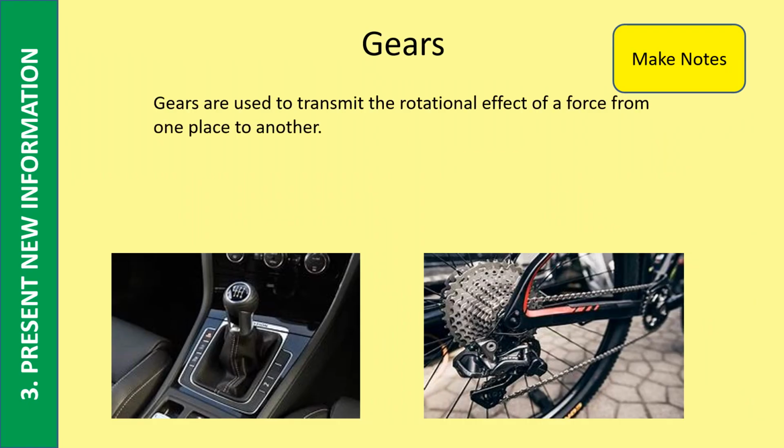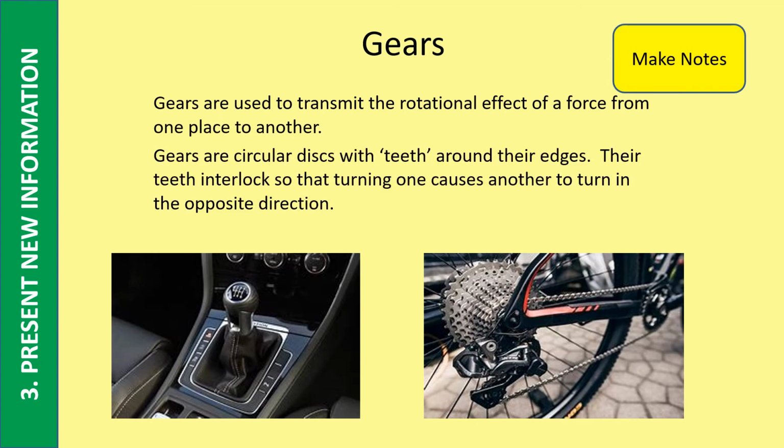The second part of this lesson is about gears. Gears are simple machines used to transmit the rotational effect of a force from one place to another. In its simplest form, a gear is just a circular disc with teeth cut around the edge. These teeth interlock so that turning one causes another to turn in the opposite direction. Common examples are the gearbox in your car or the gears on your bike.